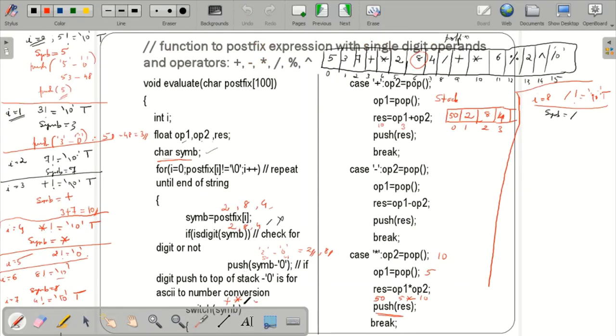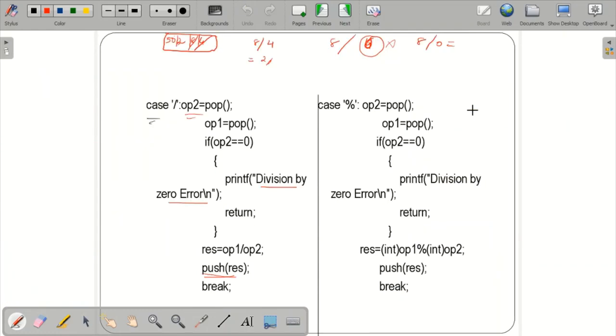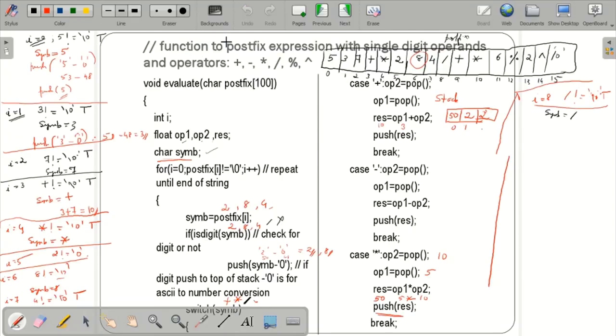So here 8 and 4 will be popped and the operation of division will be done, and then the result will be nothing but what we got was division. You know what result you got? You got it as 2. You can see here, we got 8 divided by 4 as 2. So the answer is 50, 2, 2. Now again the operation is done. Now again I will be incremented. So I value is 9 now.